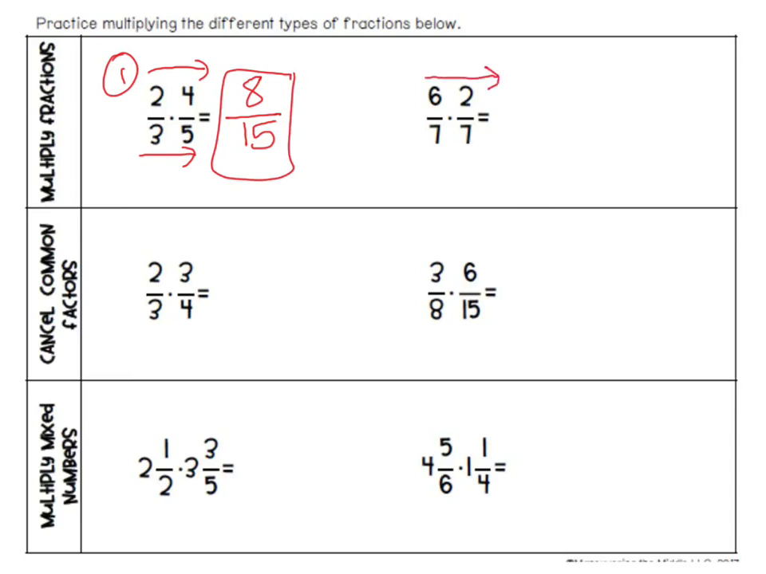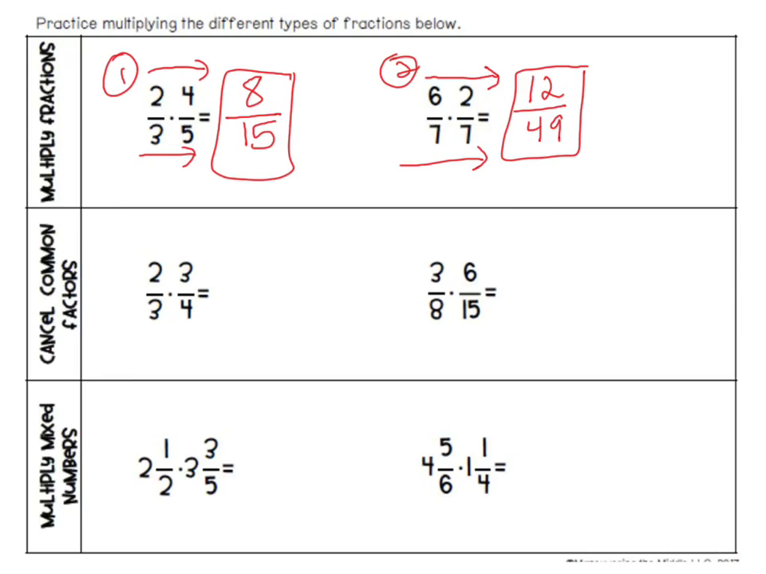So now let's look at another one. Question number 2 is 6/7 times 2/7. Again, I'm going to multiply across. They're both proper fractions, so I'm just going to multiply. 6 times 2 is 12. 7 times 7 is 49. So that gives me 12 over 49. So now let's check out this next set.